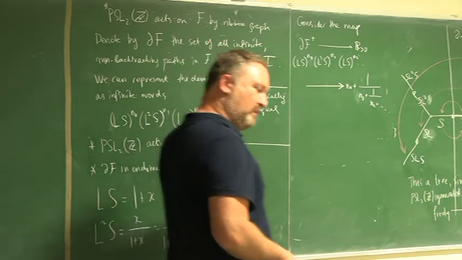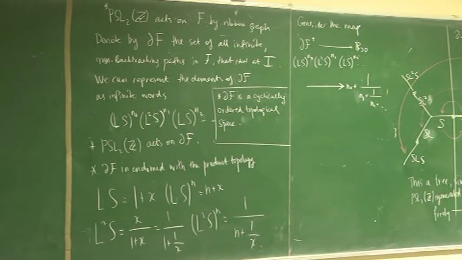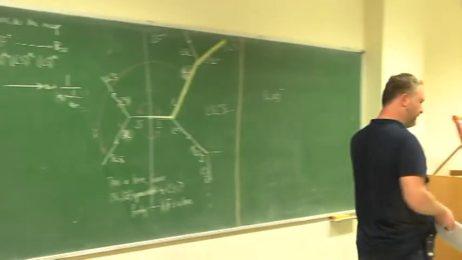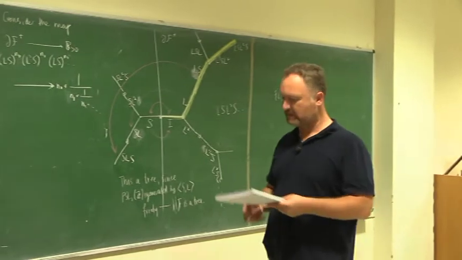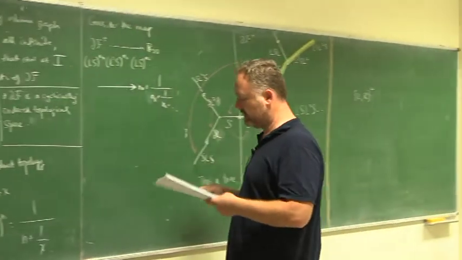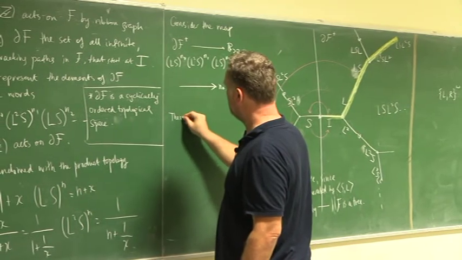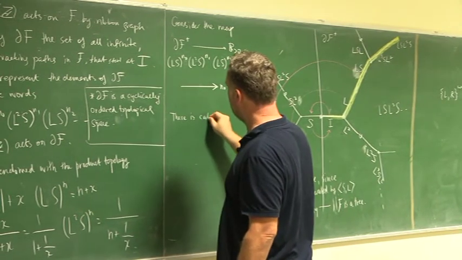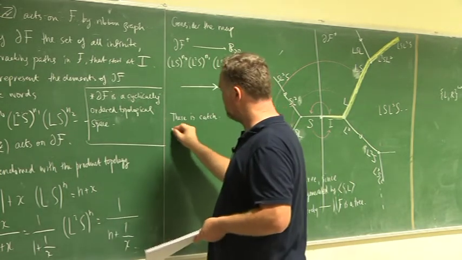It would be a homeomorphism, but it has a little problem that it is not one-to-one. It is 2-to-1 on the set of rationals, and 1-to-1 on the set of irrationals. So here there is a catch.